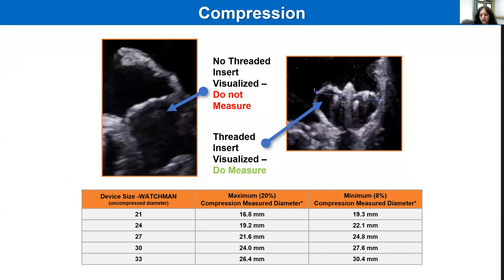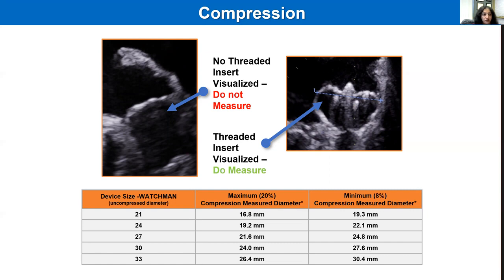We next want to check compression. So remember, we oversized the device. We want it to be compressed because we know that's how it stays in place. And the key with compression is that you want to measure it in those four quadrants, 0, 45, 90, and 135, where you see the device to be the widest.